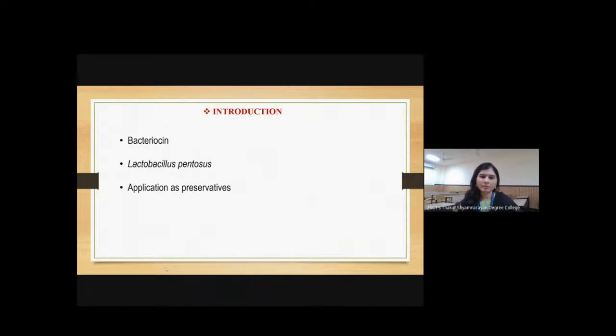Bacteriocin is a very small peptide which is produced by ribosomes and released extracellularly, and it works as an alternative to antibiotics. This bacteriocin has three classes, and it can kill or inhibit bacterial strains which are closely related or non-related microorganisms.